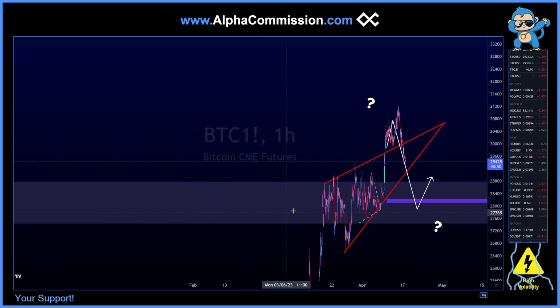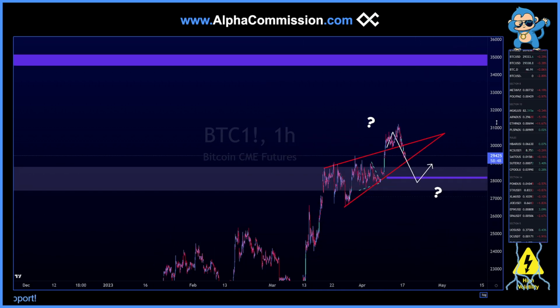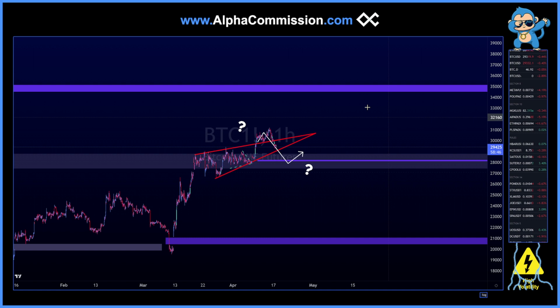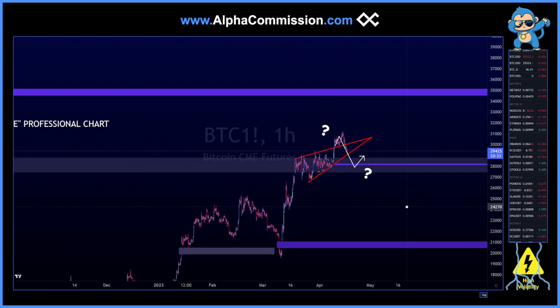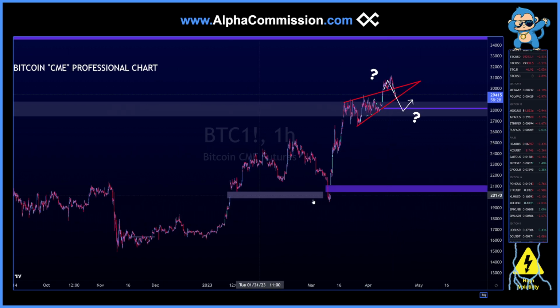CME chart. That's the professional charts. It's not the chart that you guys are trading. We also have a couple gaps around 35,000. I think that's the one we're trying to make our way to. And then we do have this open gap here around 21,000, which could be something that we come back to at another time. So guys, these CME gaps do tend to get filled, right?